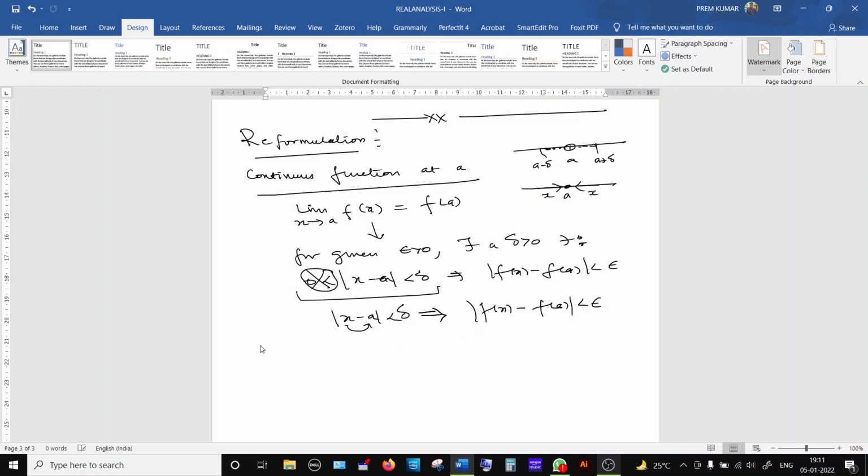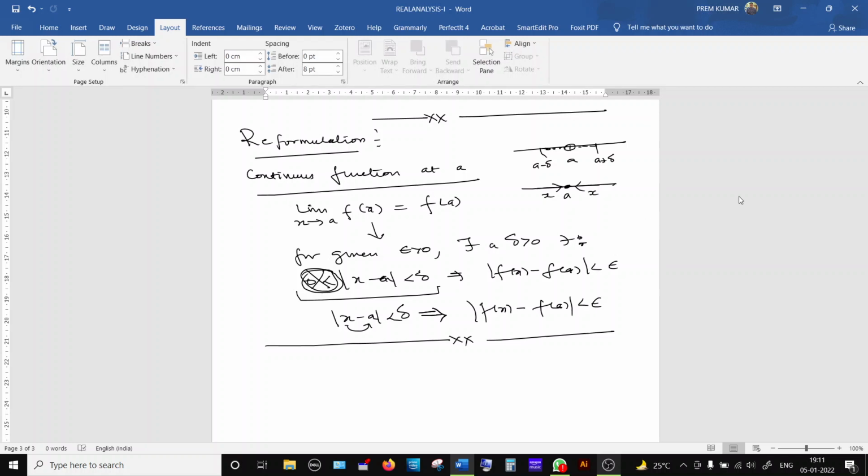So this is the first reformulation. Already we formulated this one, and again we are just redefining. This one we remove. So hereafter continuity means, without writing this strictly greater than 0 condition, you can simply write only this part. Okay, so this first one you can keep in mind.